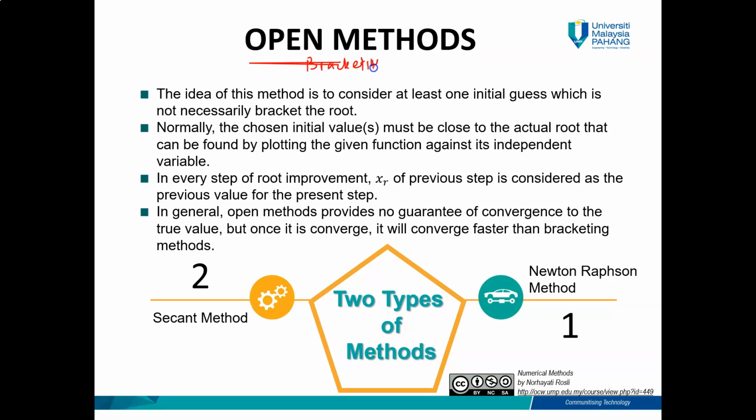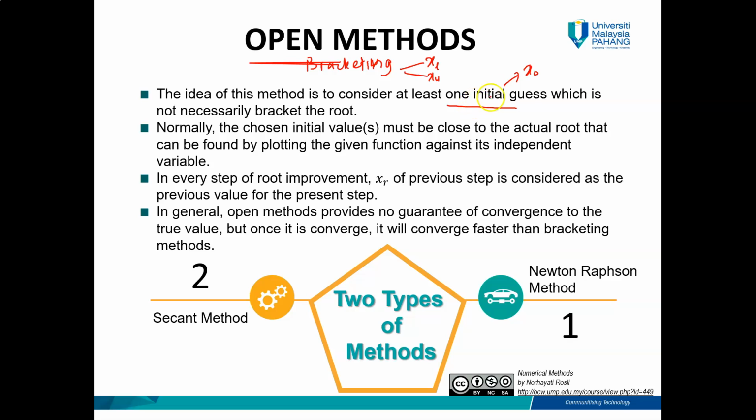that we need to have XL and XU, which is an interval that brackets the root. And the idea of the open method is only one initial guess, which does not necessarily bracket the root. That means here we have one initial guess that we denote as X0, and this one is not necessarily bracketing the root, meaning that it is not an interval.